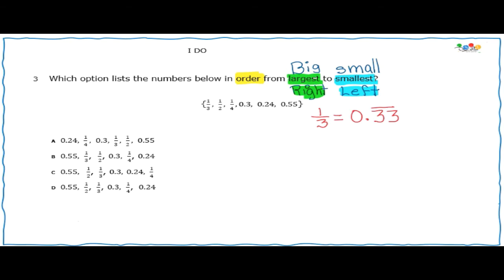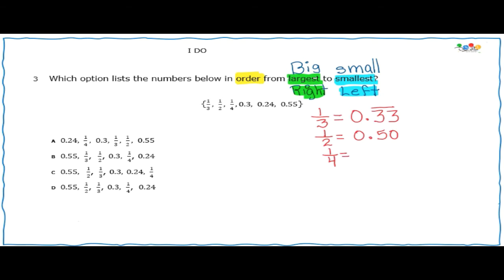What's the next number? 1/2. 1/2 is the same as what? What's half of a dollar? Yes, 50 cents. Very good. So we'll put a 0.5 or 0.50. It's the same. What's the next one?